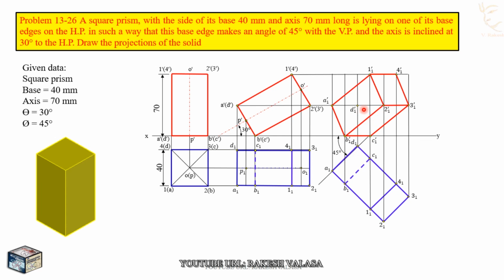Then apply the dashed lines rules, that is D1 is near to XY and away to observer. So what are the edges connected with D1 dash, these edges are invisible, that is A1 dash D1 dash, D1 dash C1 dash, D1 dash 4 1 dash. These three edges are invisible. So this is the final solution for the given problem number 13.26.